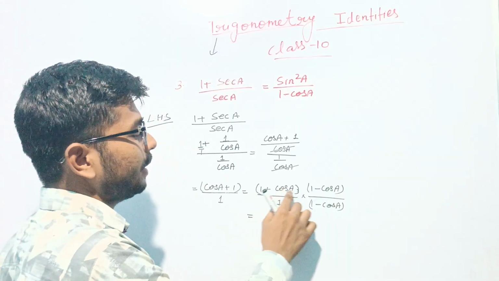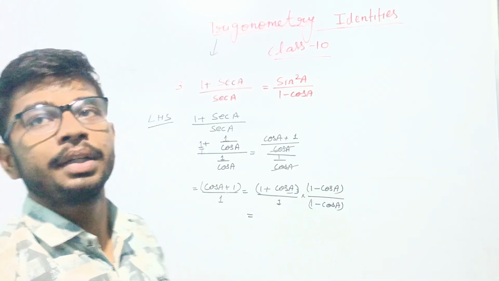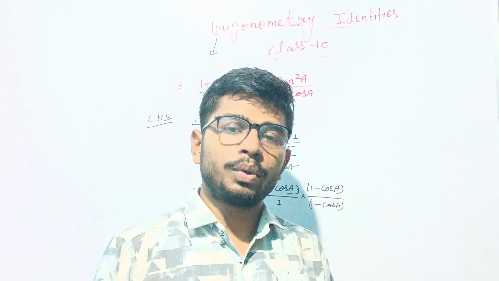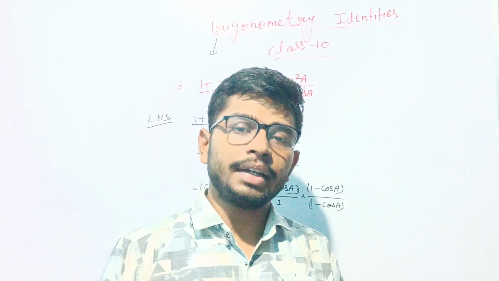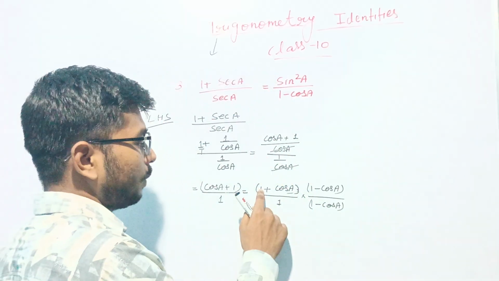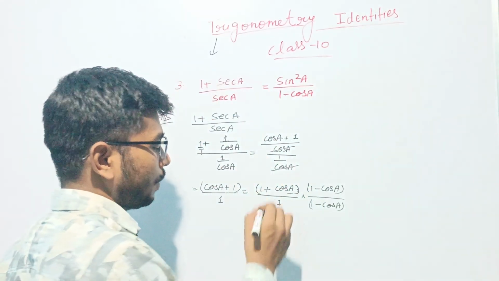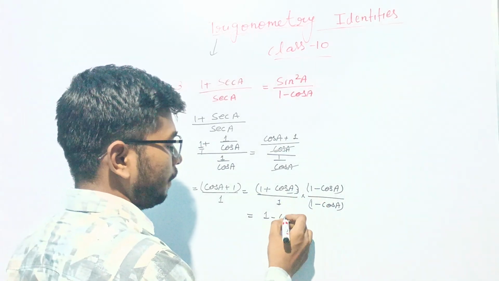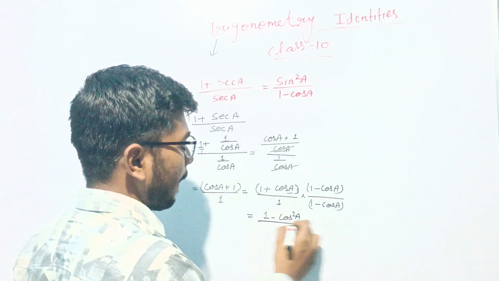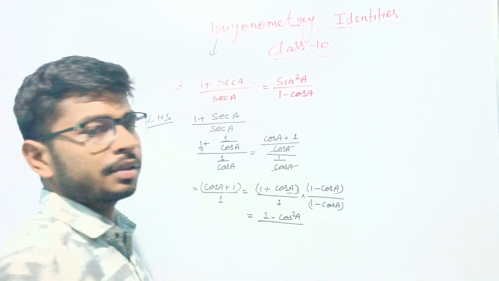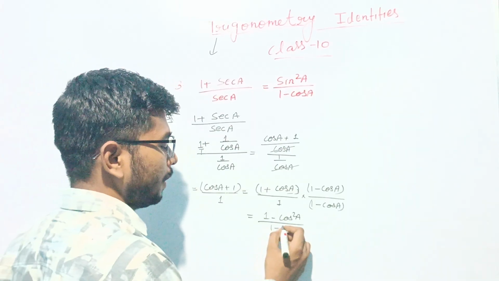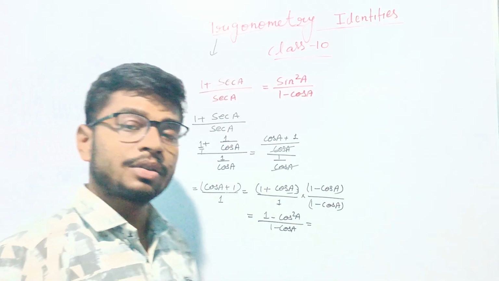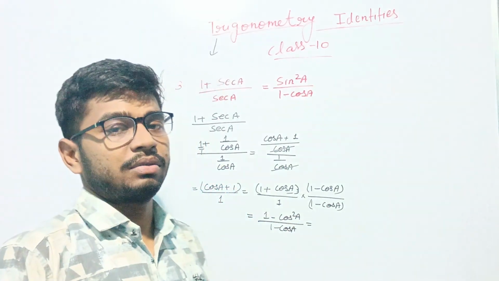Now (a plus b) into (a minus b) gives a square minus b square, using the identity a square minus b square. So the square of 1 will be 1, minus cos into cos, which is cos square, upon 1 into this 1 minus cos a, we will get 1 minus cos a only. So 1 minus cos a. Okay, 1 minus cos square a, we will get sin square a.